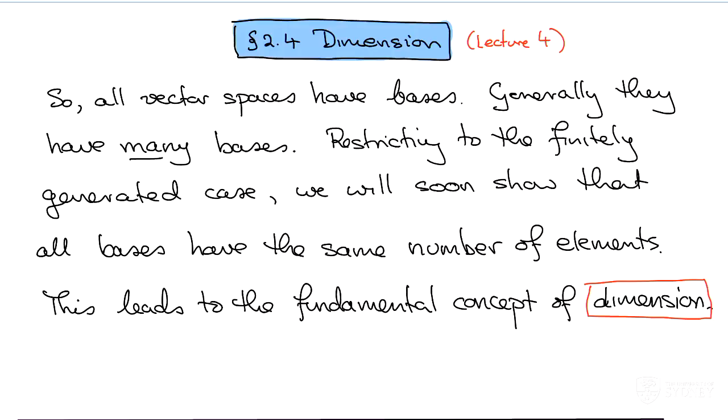Okay, so the main aim for today is to prove that every basis of a finitely generated vector space has the same number of elements. That leads to the notion of dimension just being this number of elements.